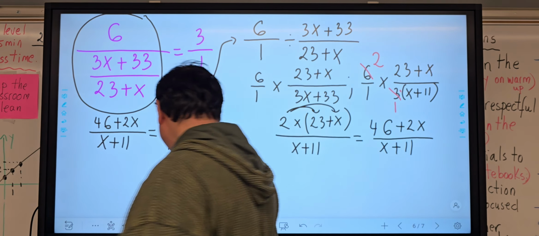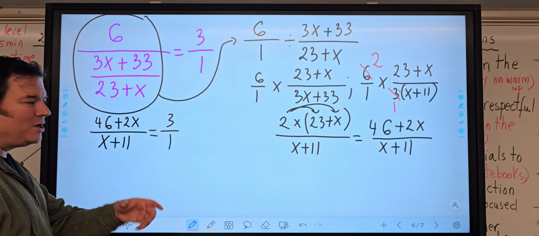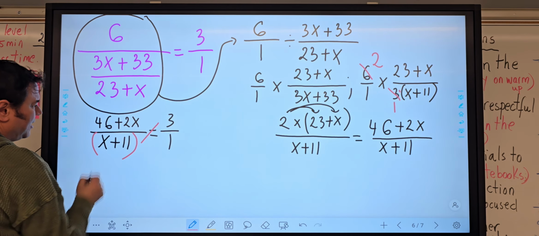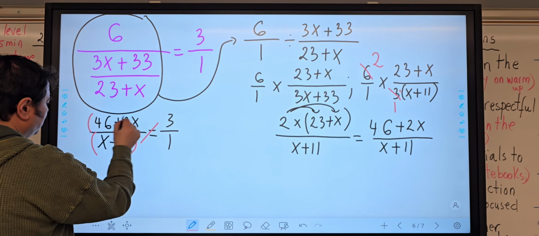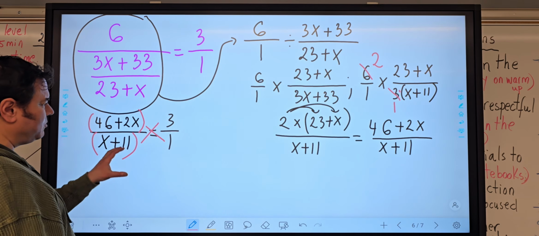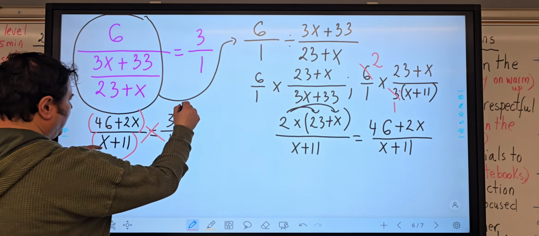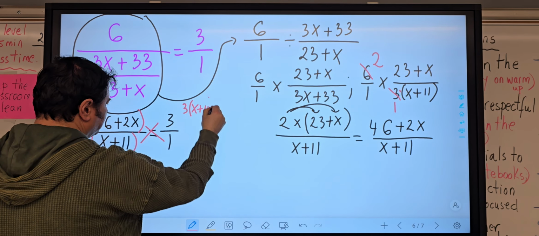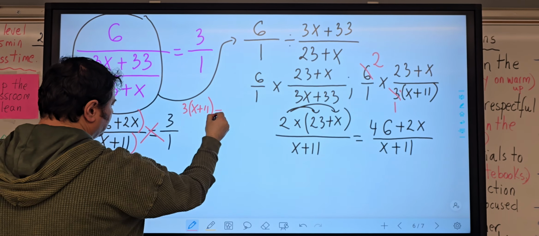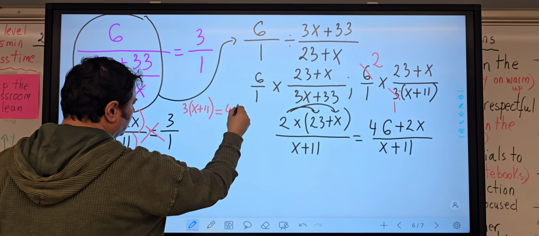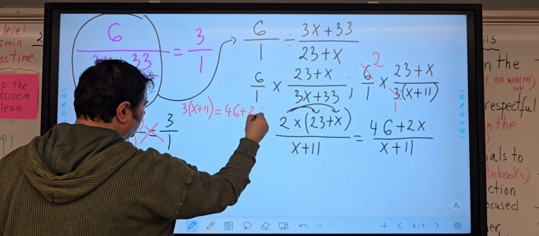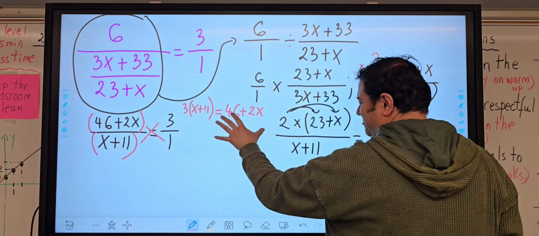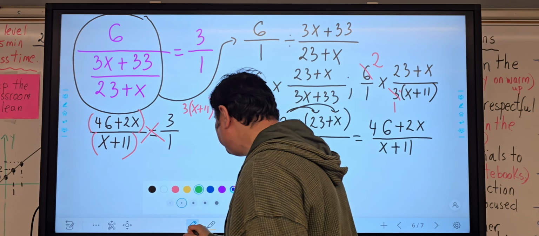Okay? So remember here, we can use a property called cross multiplication. So we are going to multiply this quantity, x plus 11 times 3, and that equals 46 plus 2x times the 1. Okay, let's do that. So we have 3 times x plus 11 equals 46 plus 2x times 1, which is 46 plus 2x. And now let's solve this equation here. Almost there.